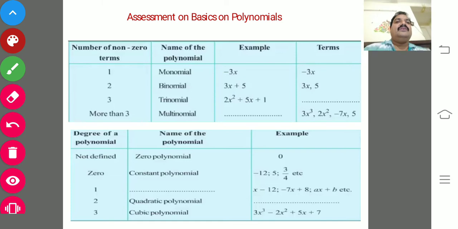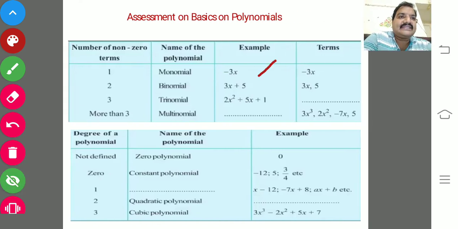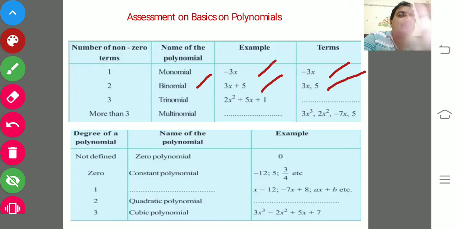So here, after listening to all the concepts, a small assessment is given in tabular form. It's very easy. Here for monomial, the example is given, minus 3x. Because it's a monomial, you have only one term. You just take binomial, 3x plus 5, it's an expression. Terms are different, the algebraic expression is different. Binomial is the combination of plus or minus. So the terms are 3x and 5.